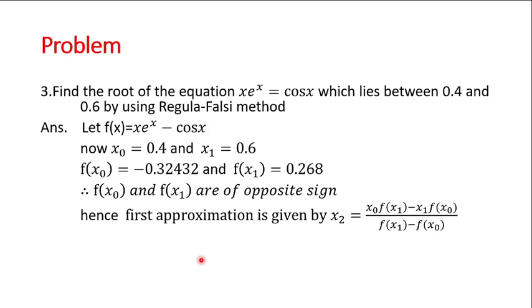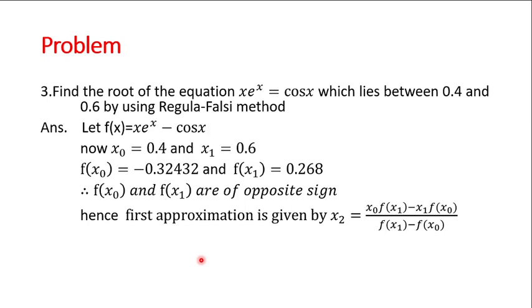In this problem we have the exponential and also trigonometric functions. Find the root of the equation x into e to the power of x is equal to cos x, which lies between 0.4 and 0.6 using Regula-Falsi method. Again, rearrange the given equation in f of x is equal to 0 form. Therefore, this can be written as x into e power x minus cos x is equal to 0. Then LHS as f of x. Consider 0.4 as x0 and 0.6 as x1.